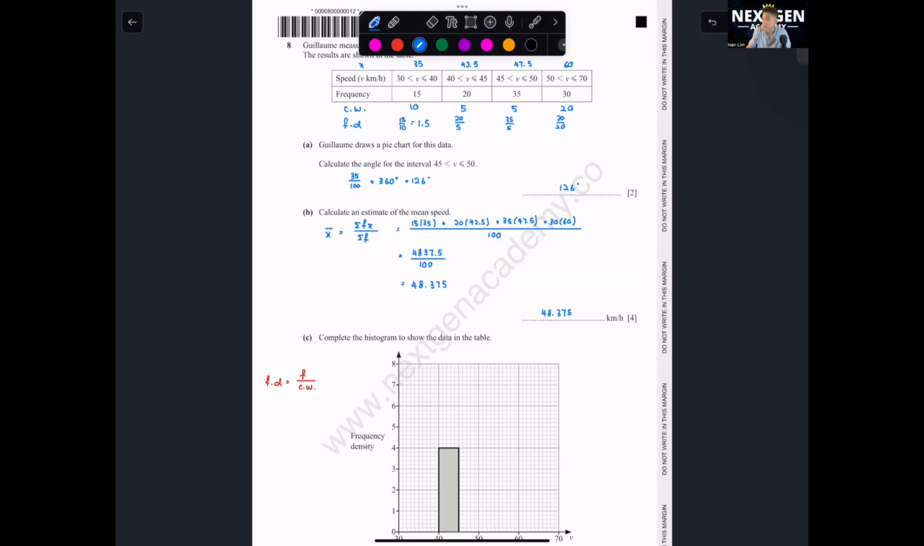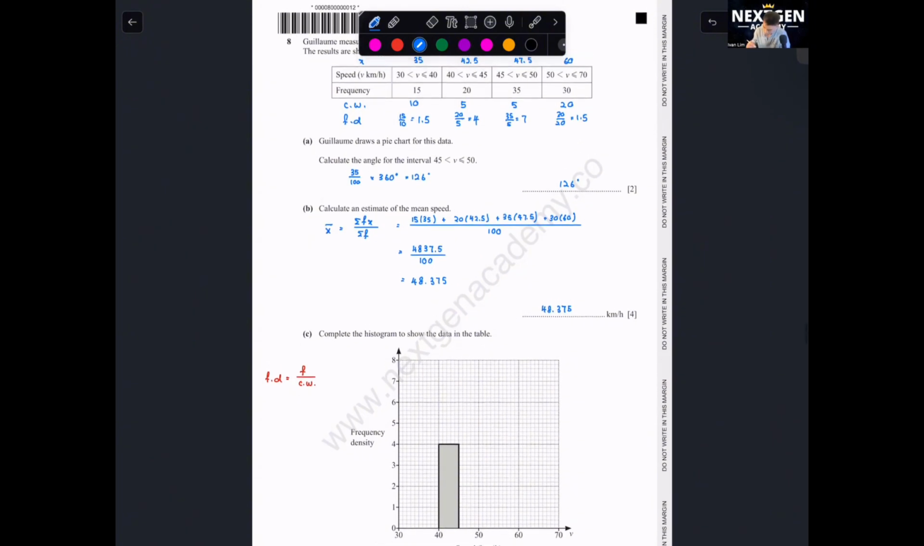The second one, they already give us, right? This one is 4. 35 divided by 5, here will be 7. And then here, 1.5. Double check this. From 30 to 40 will be 1.5, so we draw a line here. Then from 40 to 45, then 45 to 50 will be 7. Then the last one, 50 to 70, will be 1.5.